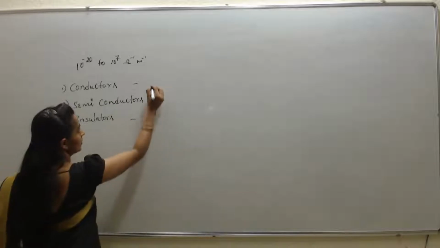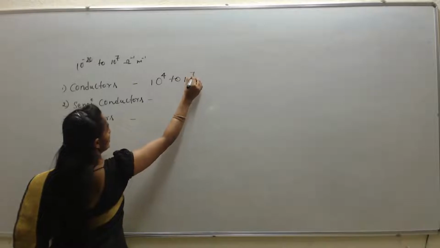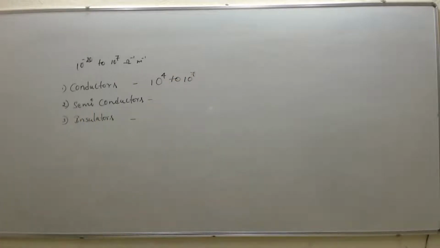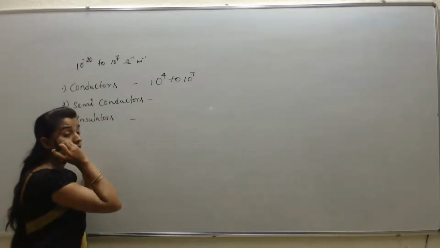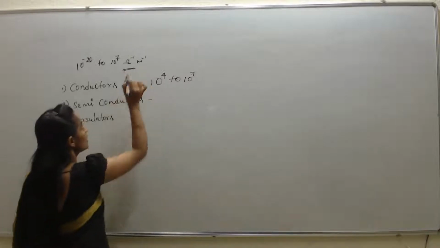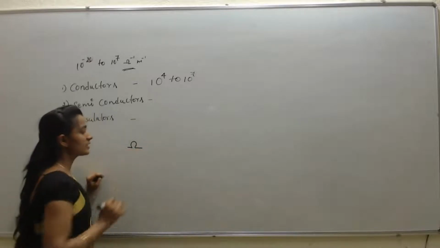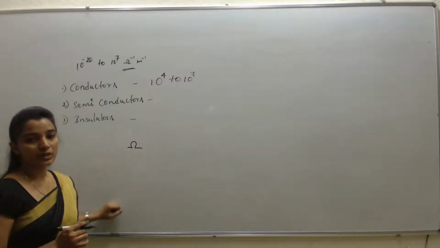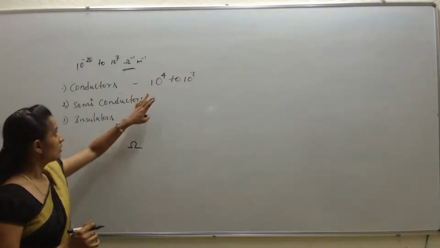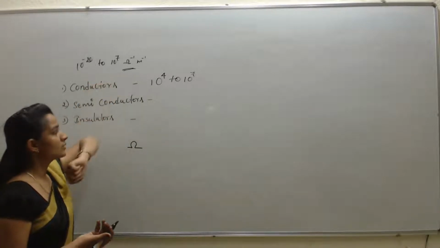Conductors have conductivity ranging from 10 to the power 4 to 10 to the power 7 ohm inverse meter inverse. Why ohm inverse? The unit for resistance is ohm. Resistance means the opposition offered by the materials to the conduction of electricity. Conductivity is the opposite of resistance, that's why it is ohm inverse.